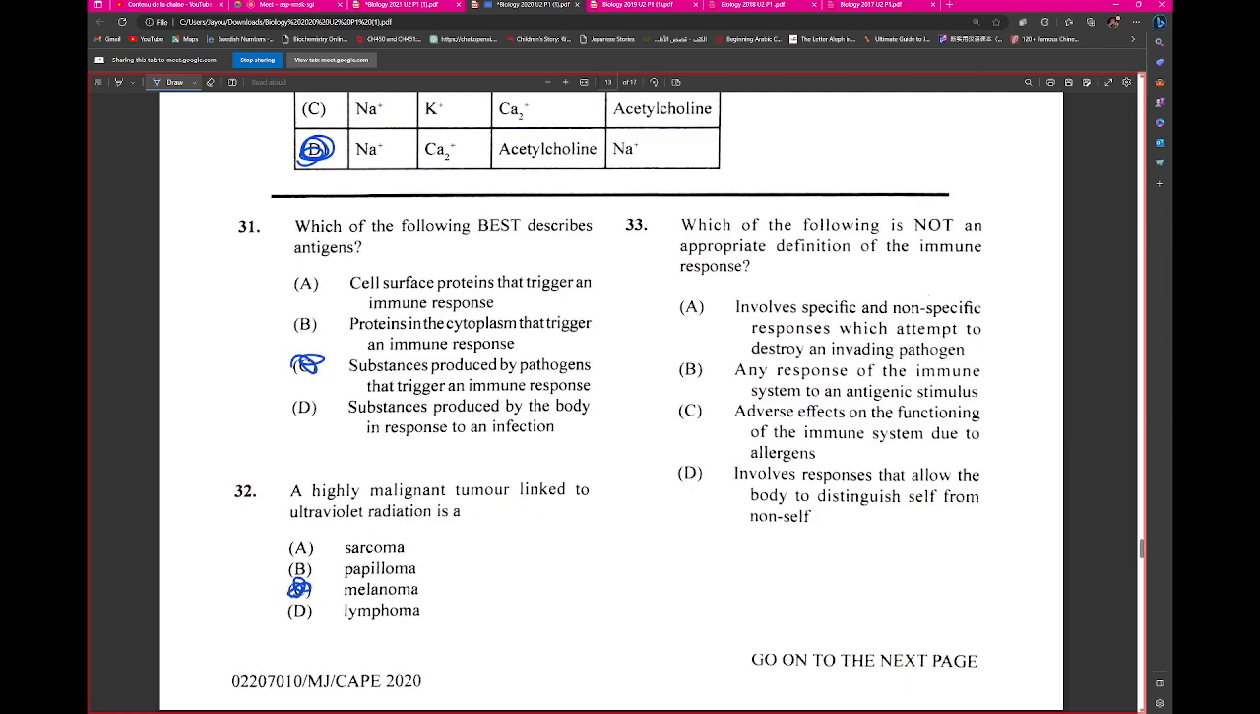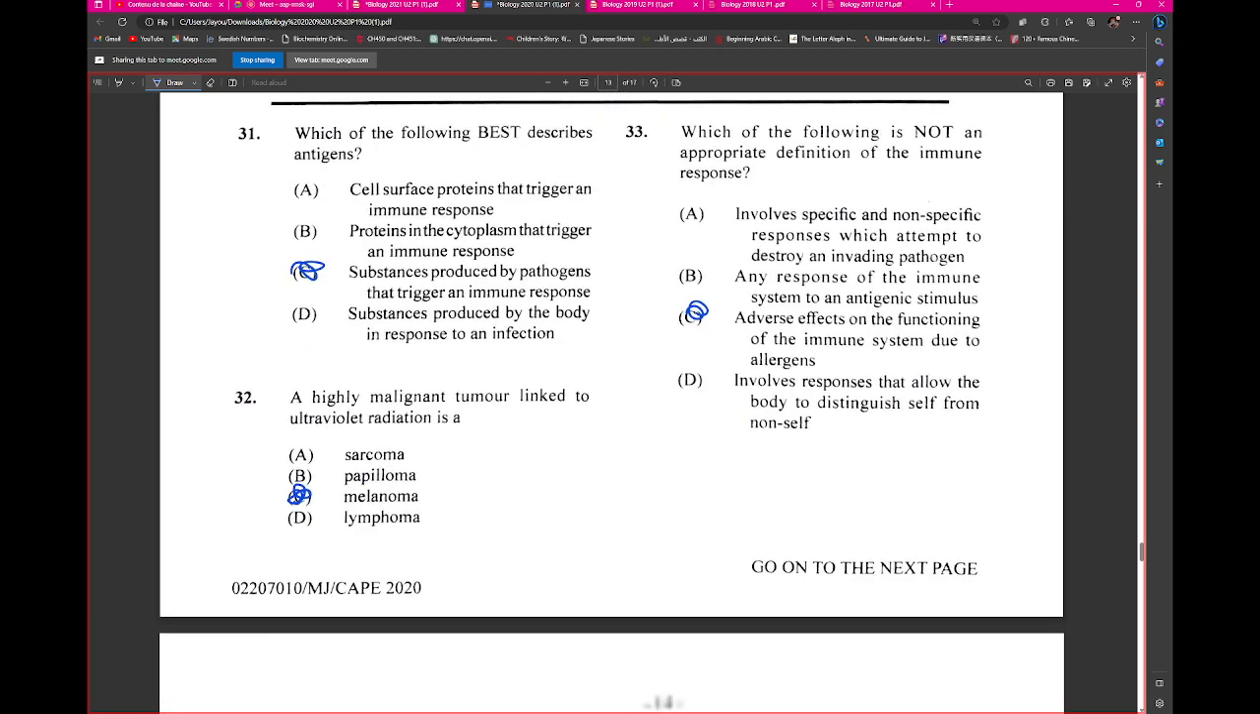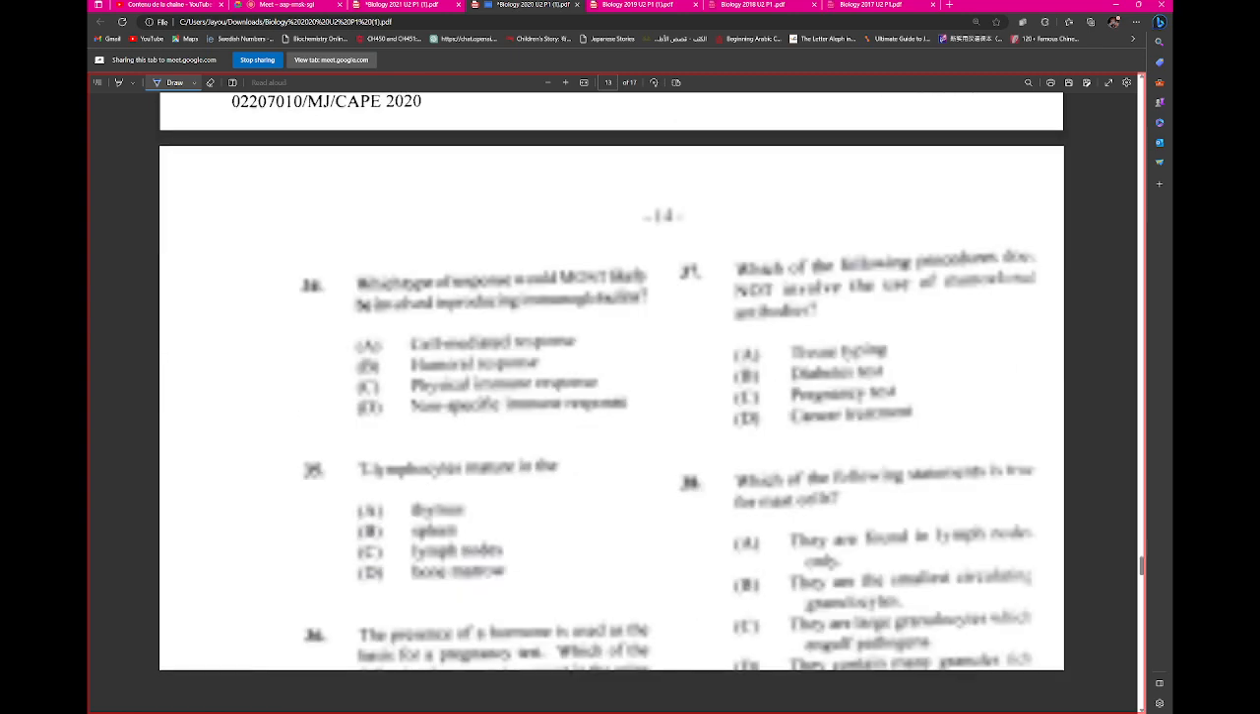Right, 33. Which of the following is not an appropriate definition for the immune response? C. Yeah. Okay. That would be an allergic response, right? It's a type of immune response, but it's inadequate for the entirety. It doesn't describe immune response as a whole.